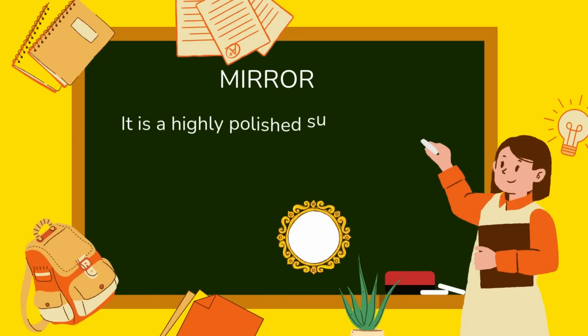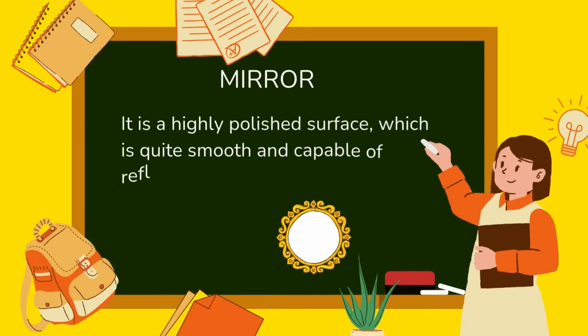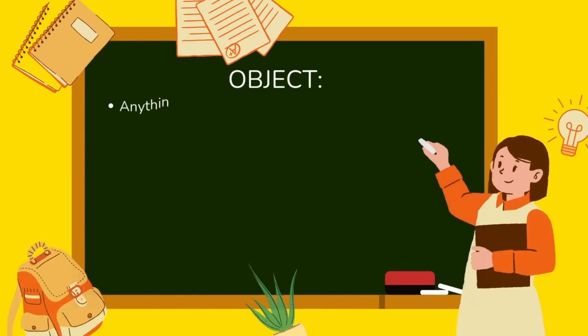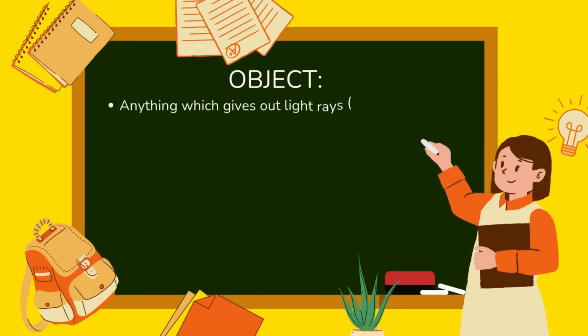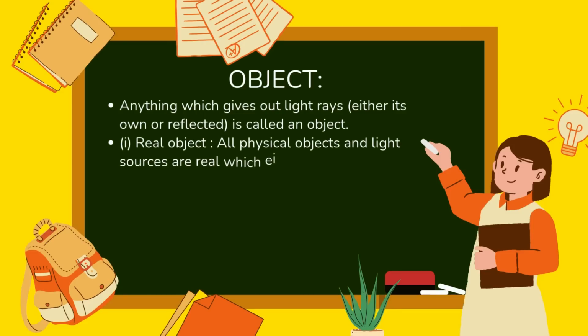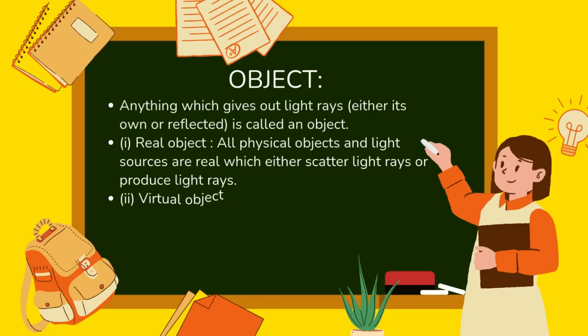Mirror. It is a highly polished surface, which is quite smooth and capable of reflecting a good fraction of light from its surface. Object. Anything which gives out light rays, either its own or reflected, is called an object. 1. Real object. All physical objects and light sources are real, which either scatter light rays or produce light rays.